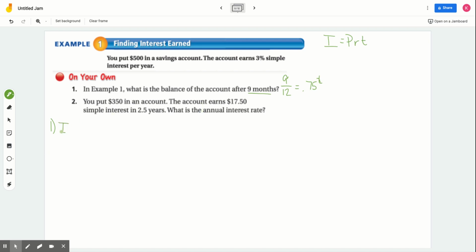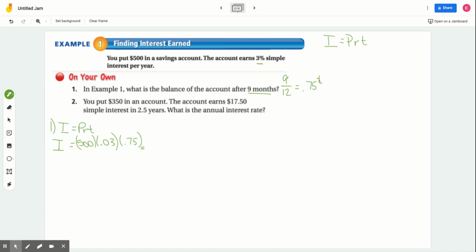So always start by writing the equation or the rule so you know what you're substituting. So the $500, the amount that we start with, that's the principal. So 500 times the rate. We know the rate, 3%, written as a decimal, is 0.03. We now know the time, 0.75 years. So here you can see that the only piece that we're missing is the simple interest.